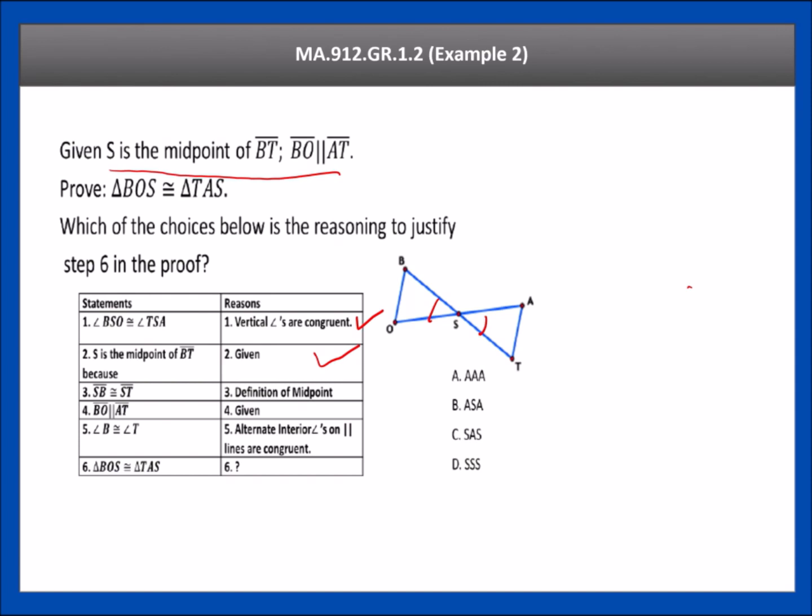And then because we know that S is the midpoint, that means this is in the middle, and if this is in the middle, that means that this is congruent to that. That's by definition of midpoint. So it looks like we got an angle, we got a side so far. And then we know that these two are parallel because it says that right here.